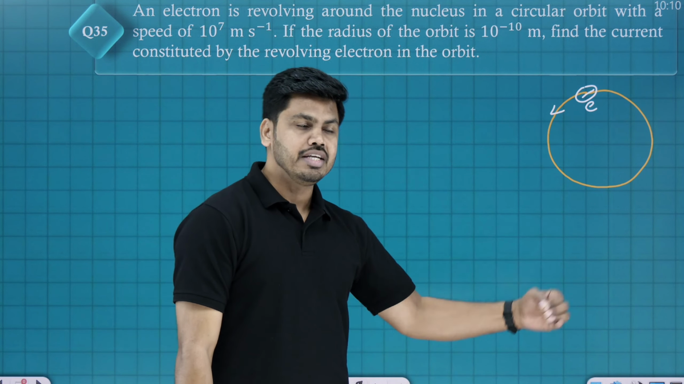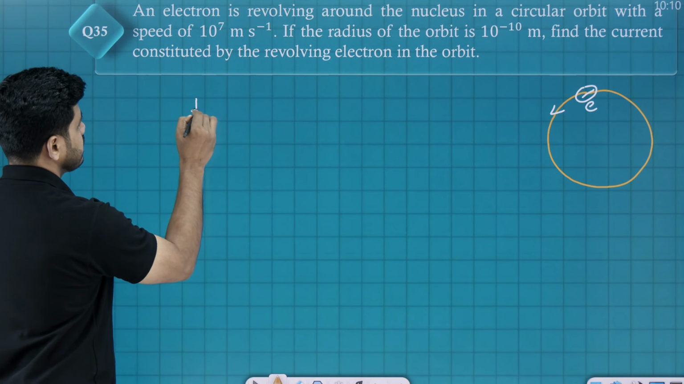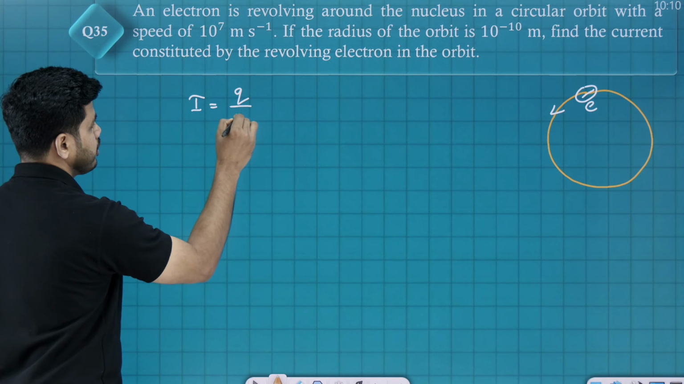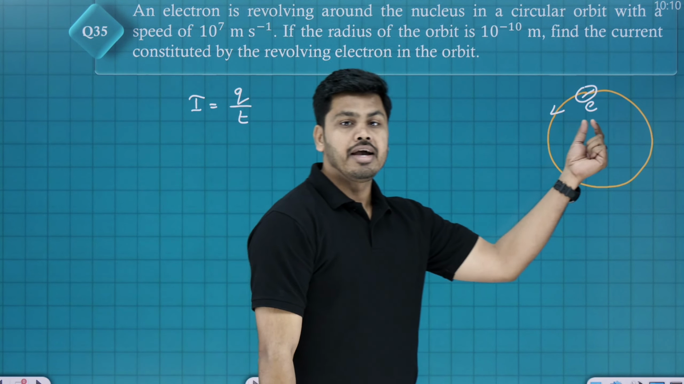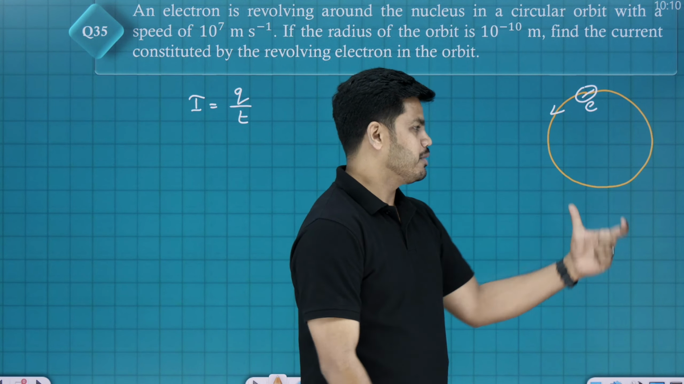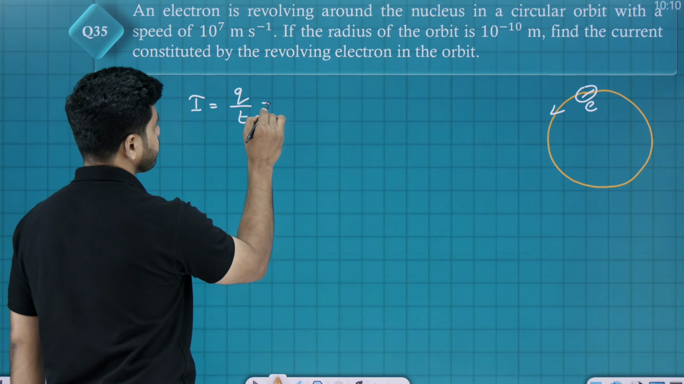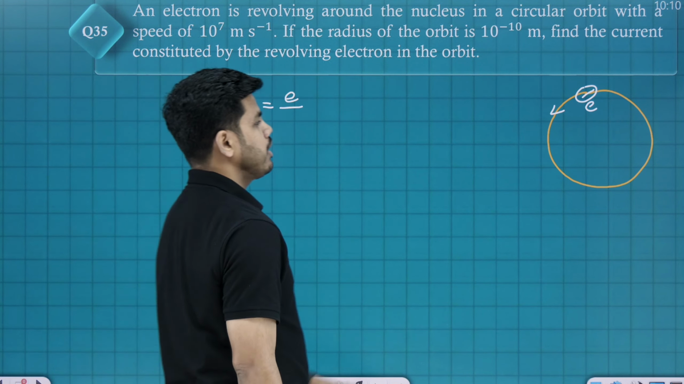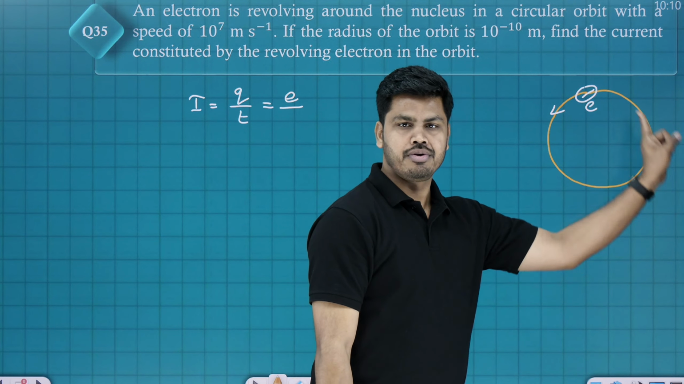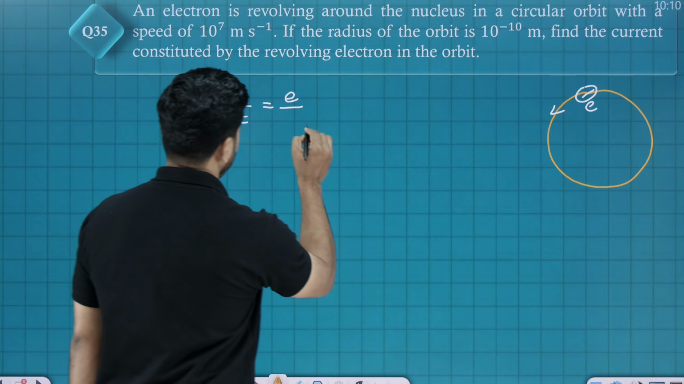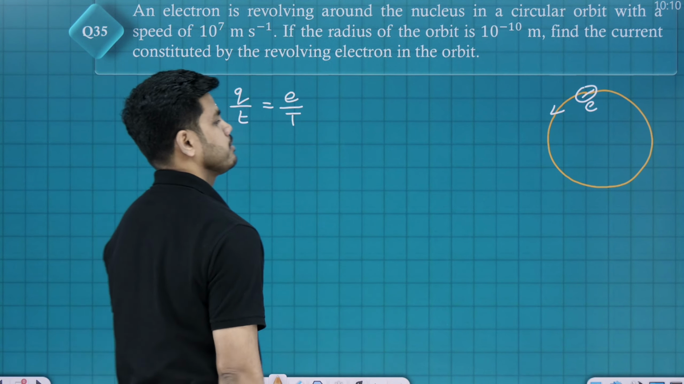We know current in a circuit can be calculated as the charge flowing per unit time. And if the electron revolves in an orbit, we can say charge is given as the charge of the electron, we know, right? That's going to be e. And the time taken by the electron to complete one revolution to close the circuit is called the time period of revolution.